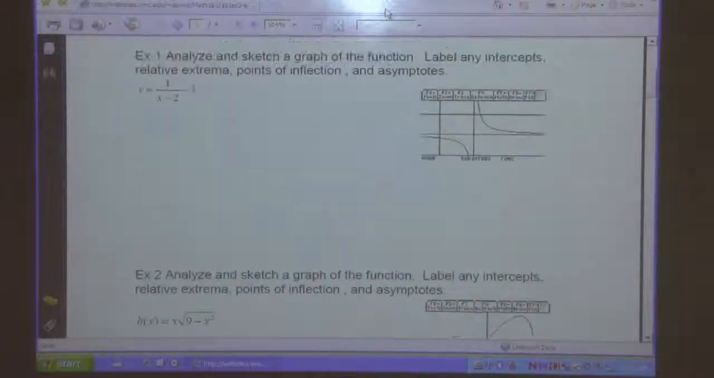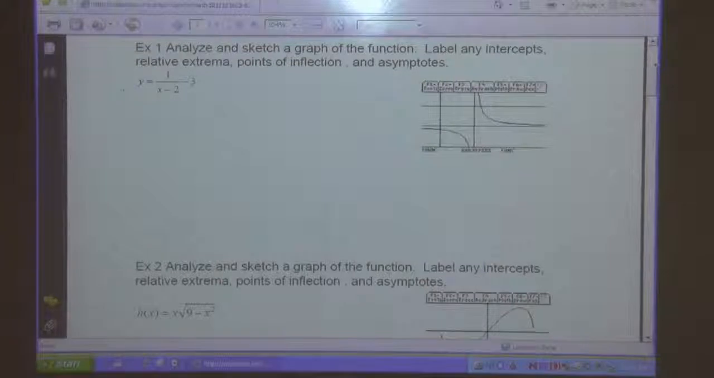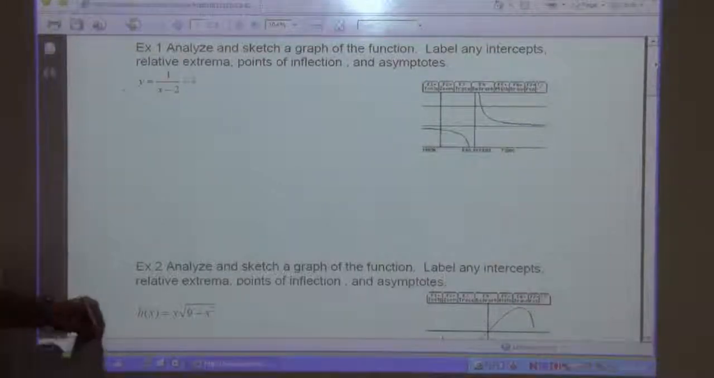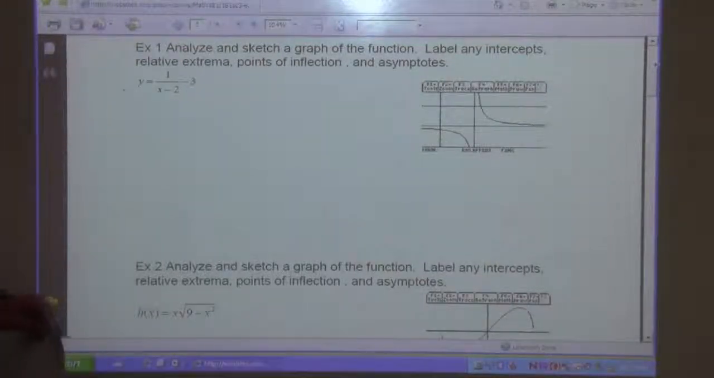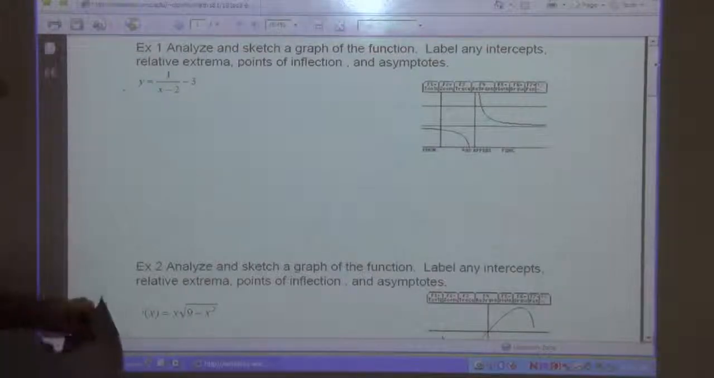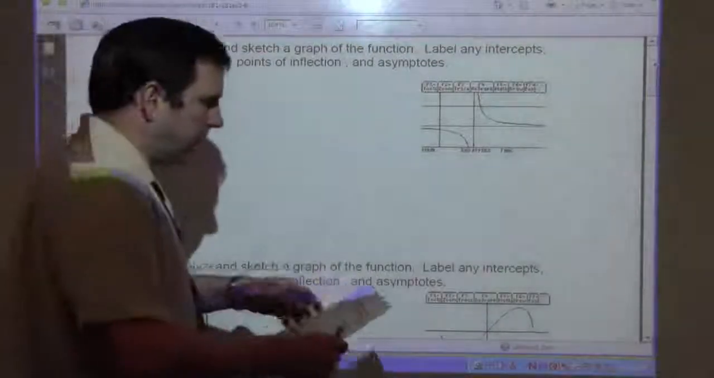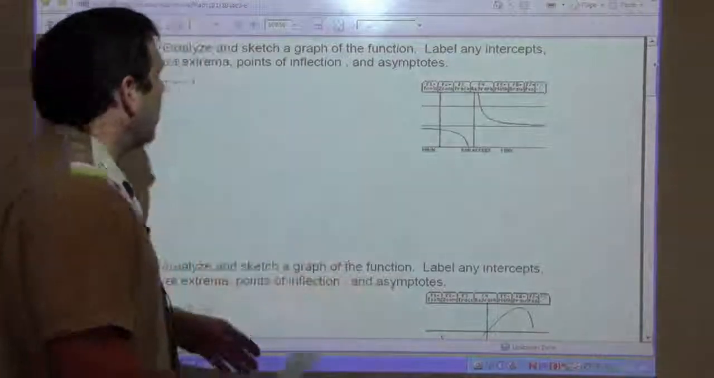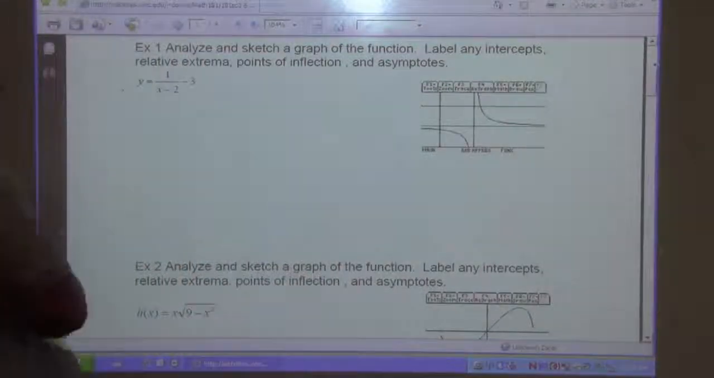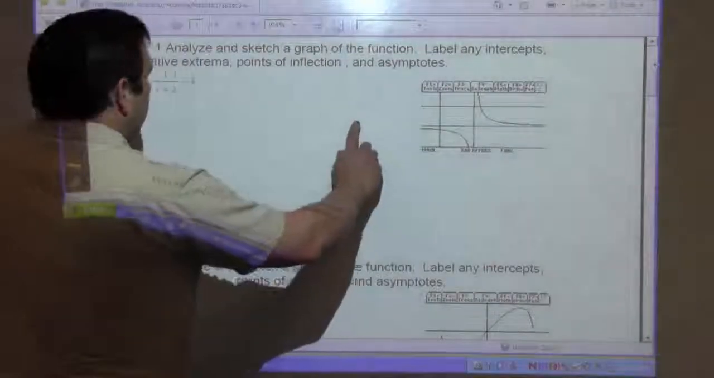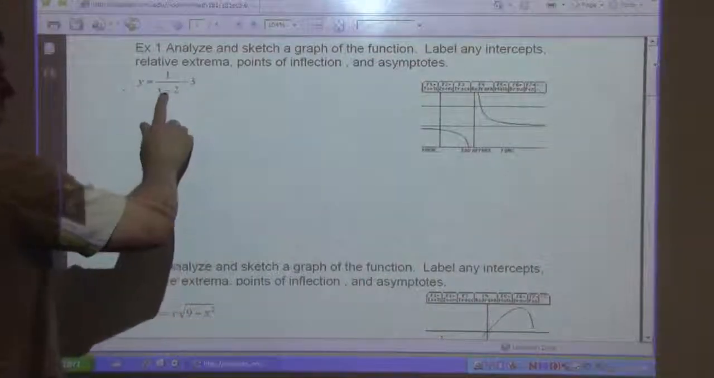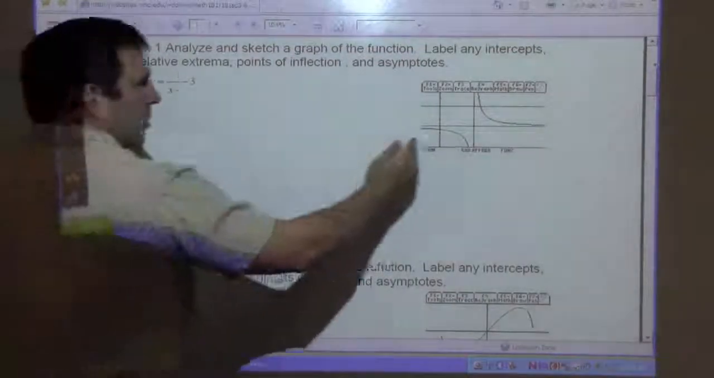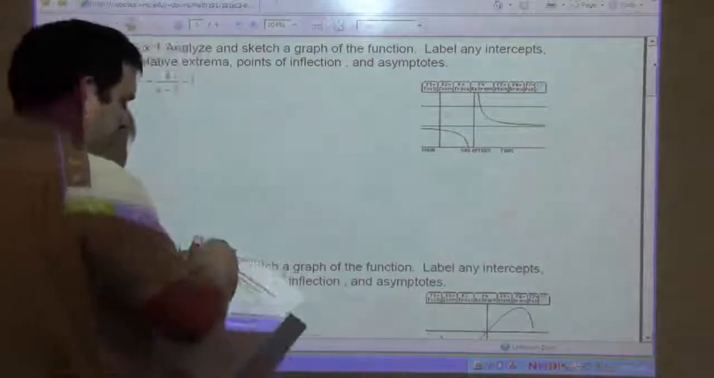So let's take a look at this first one. It says, analyze and sketch a graph of the function. Label any intercepts, relative extrema, points of inflection, and asymptotes. And so here's the graph from the calculator. And I think we can see from this, where's this denominator going to be 0? That's where x equals 2. That's what we have there.